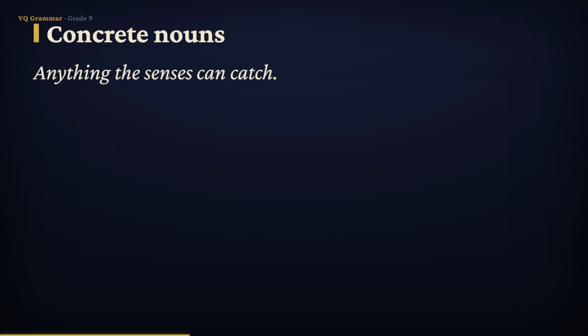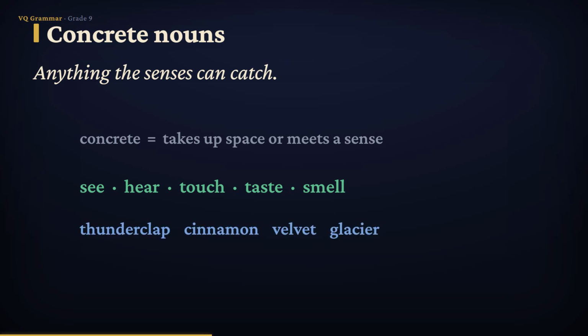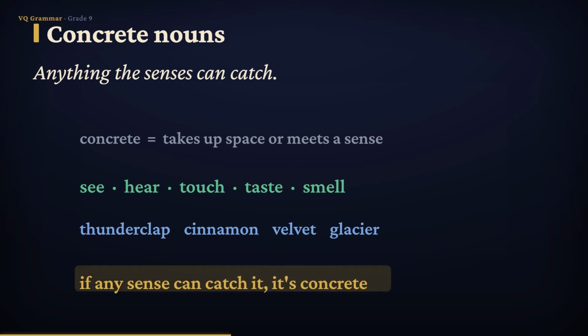Now the second scale, starting with concrete nouns. A concrete noun is something that takes up space or can be caught by one of your senses. If you can see it, hear it, touch it, taste it, or smell it, it's concrete. A thunderclap you hear. Cinnamon you smell. Velvet you feel. A glacier you see. All of them are concrete because a sense can reach them. That's the whole test. If any sense can catch it, the noun is concrete.